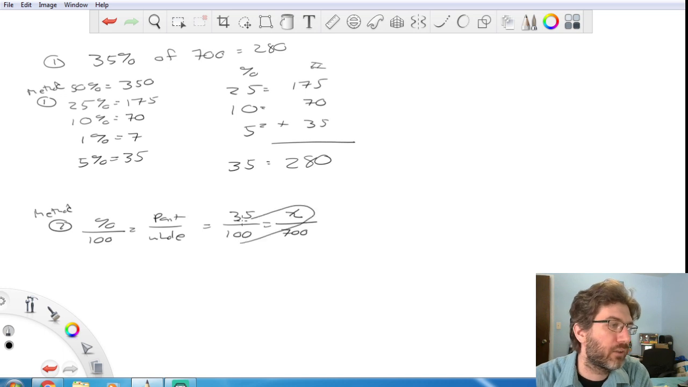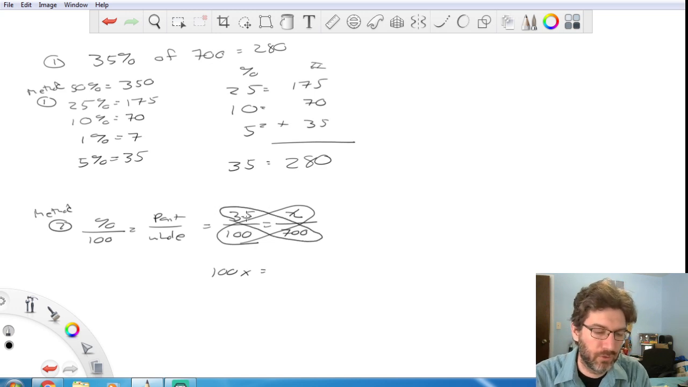So 100 times x is going to give you 100x every time. And 35 times 700 gives you a big number. 35 times 700 is 245. I might have done this wrong. Did I type that in right? I might have to rethink what I did up here.